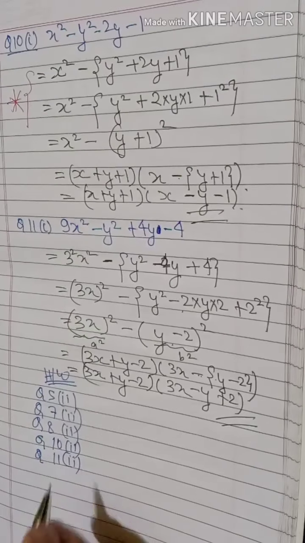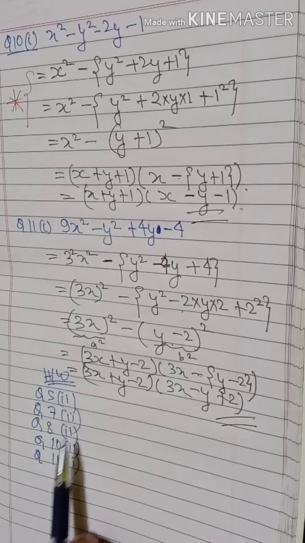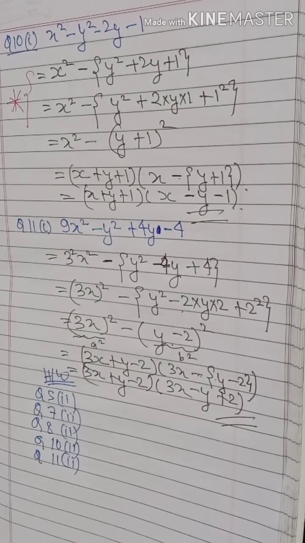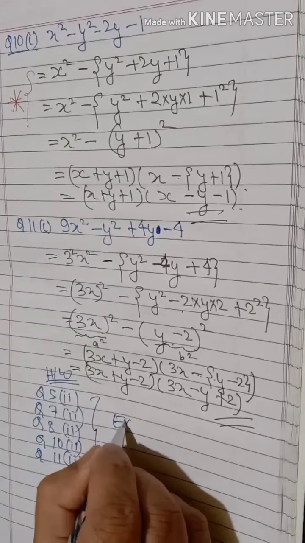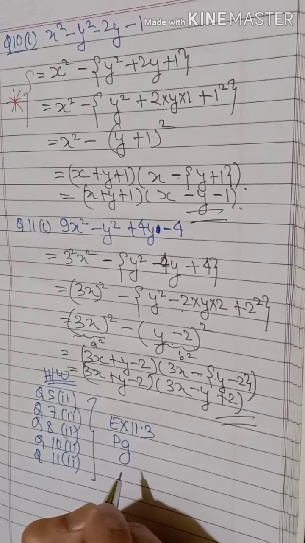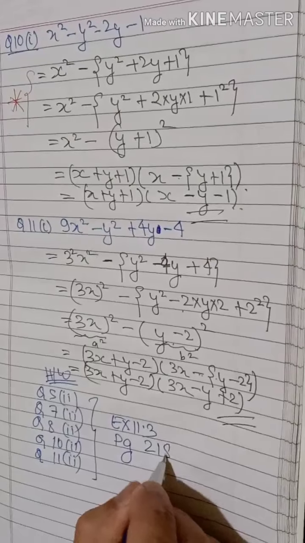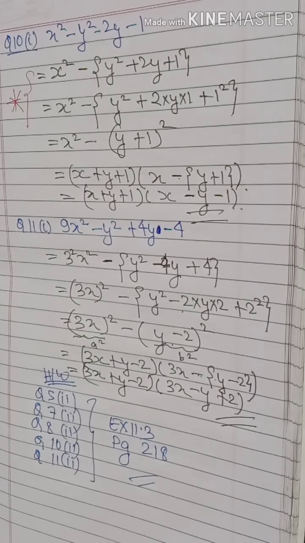So all the Roman 1 I have done, and all the Roman 2 of question numbers 5, 7, 8, 10 and 11 will be your homework, because the working is similar to whatever Roman 1 I have done. These questions are from exercise 11.3, and these questions are on page number 218. So these will be your assignment for today.